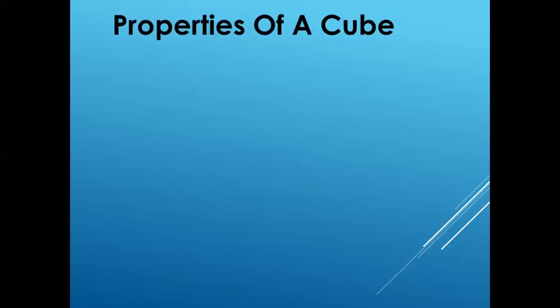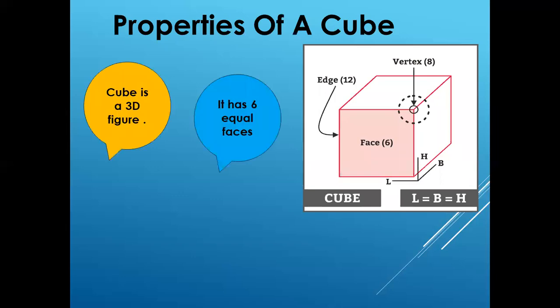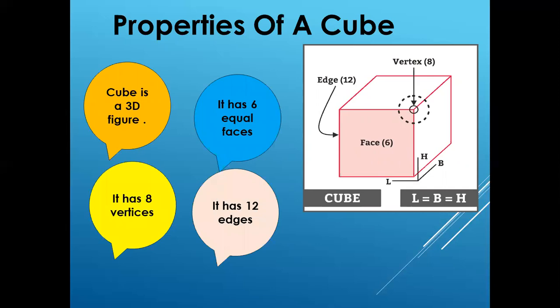Let's talk about the 3D shapes now. What do we have on our screen? Yes, it is a cube. A cube is a 3D figure. It has 6 equal faces, 8 vertices and 12 edges. We have learned about it in our previous session too.